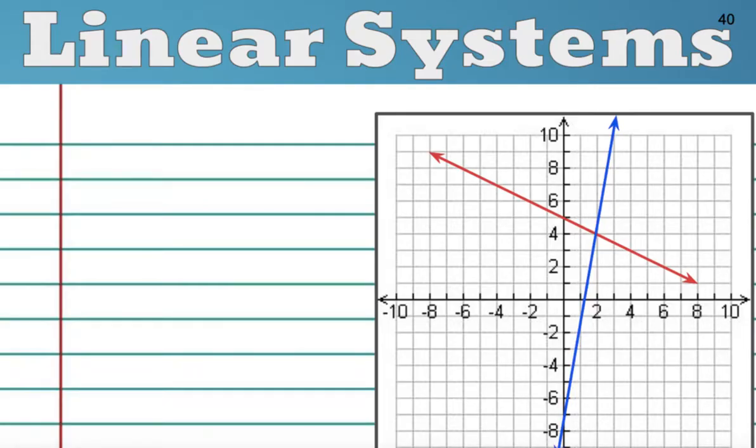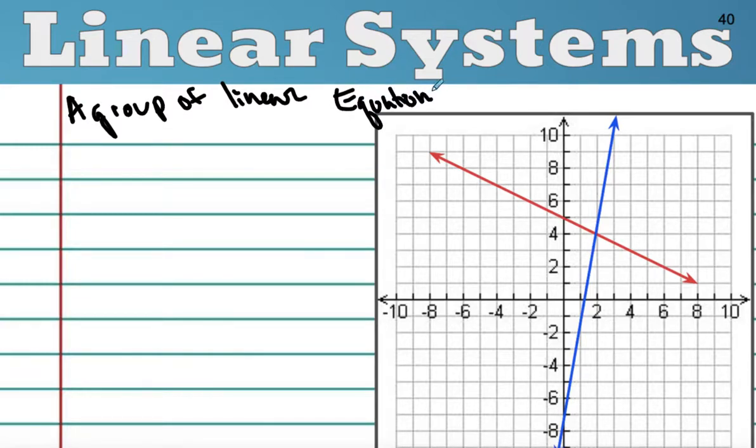Okay, so ideally you've finished the what is a solution activity, and you've kind of learned about what exactly a solution is. Basically what we're talking about in this chapter is called linear systems, and quite literally that just means a group of linear equations. And the solution to a group of linear equations is where those equations cross. So like in this case, our solution would be this point right here. So if I asked you to find the solution to this system, you would tell me the point 2, 4.